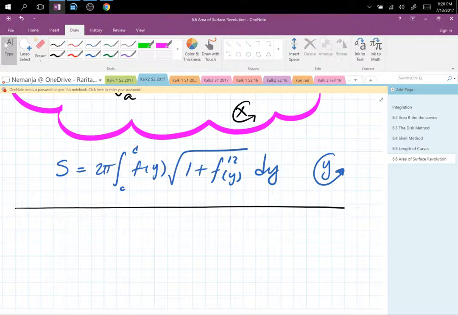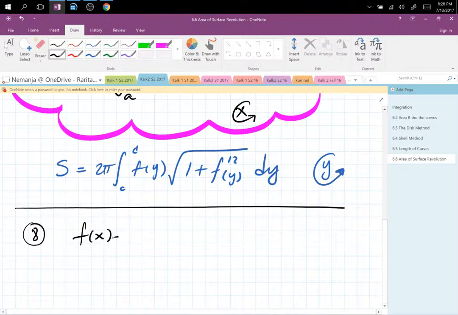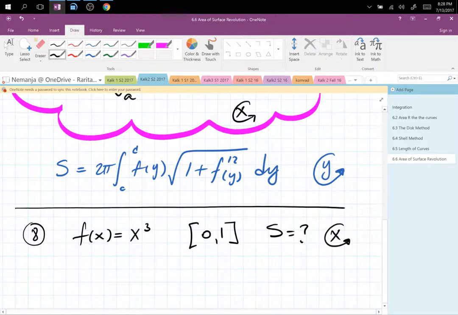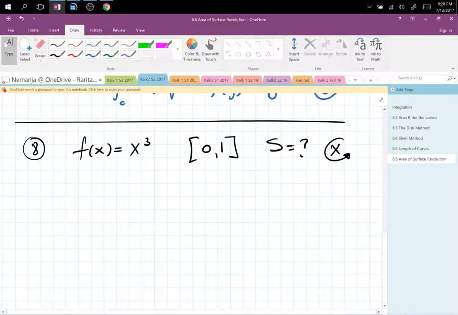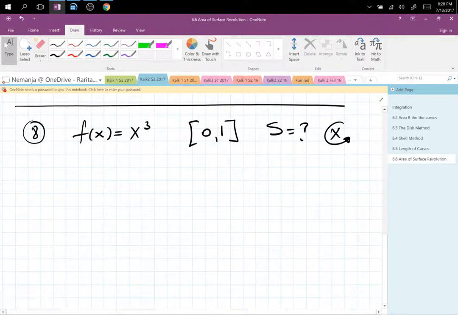So here is the first example, problem 8. Compute, where f of x is given as x cubed, on the 0 to 1 interval. They want the surface area, obviously, and it's rotating on the x-axis, so you will use the x formula. So you should be able to do this. You have the formula, plug everything in, see how it goes.